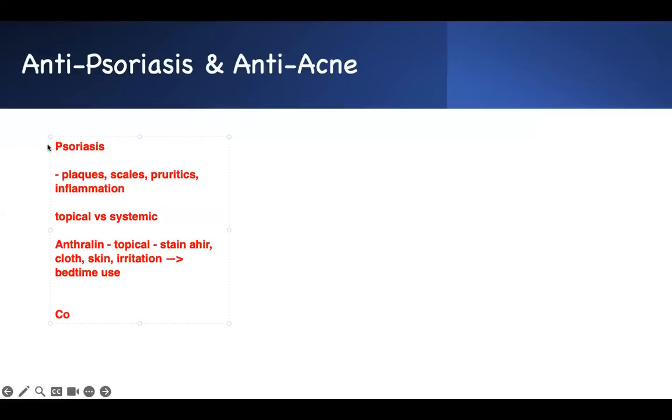The next one is called coal tar. This is also a topical agent. It also stains clothes, but it causes photosensitivity. So because of that, we want to use sunscreen when you're going outside. It also has a high risk of skin cancer. So you've got to be careful when you're prescribing these medications. If it's a topical agent, we can give it to them.